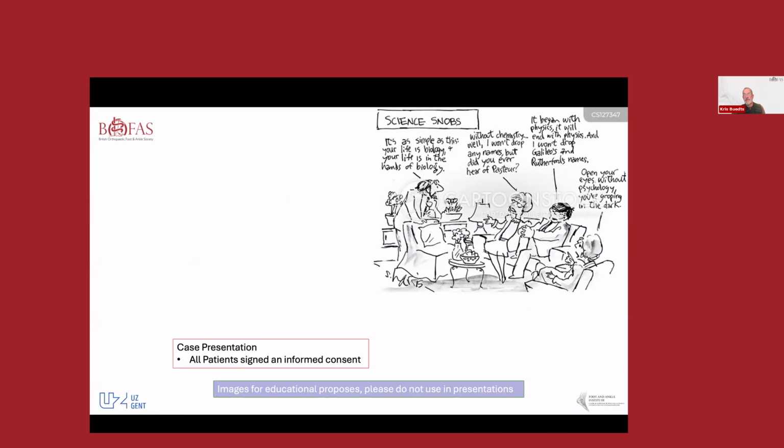It's an educational presentation. It's case-based, so you see my x-rays of what I've encountered. All patients signed a consent, but please use them only for educational purposes. Do not use those pictures in your presentations, because sometimes patients or other doctors see them, and it could be a problem GDPR-wise.